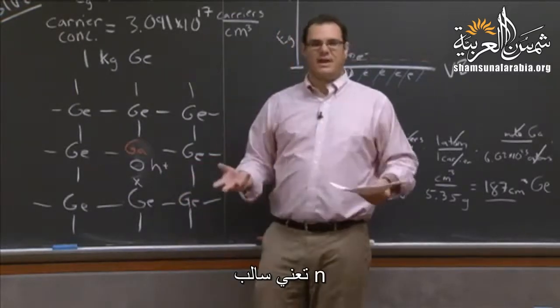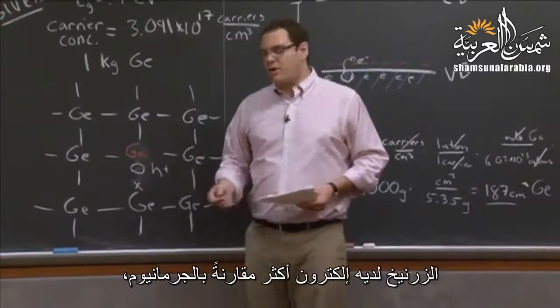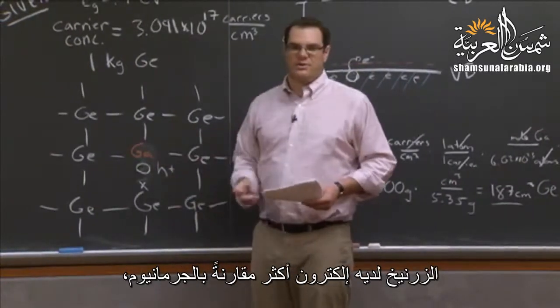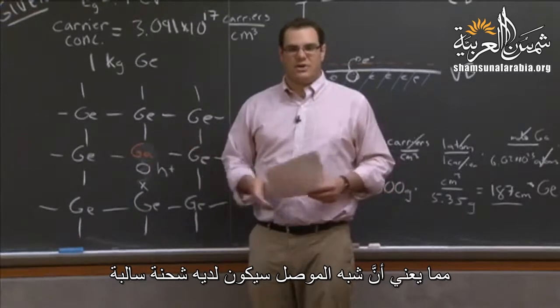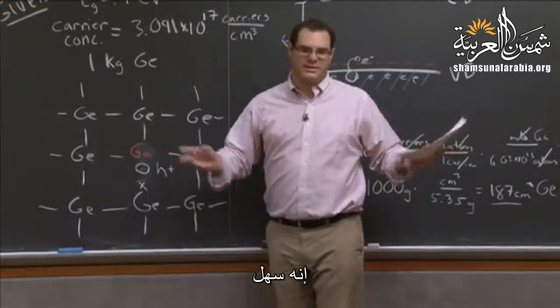N, I think of as negative. So if you had put something else in there, like arsenic, arsenic would have had an extra electron compared to germanium, which means you have a negative charge. So N, negative. So we have p-type doping. We're done part B. Easy.